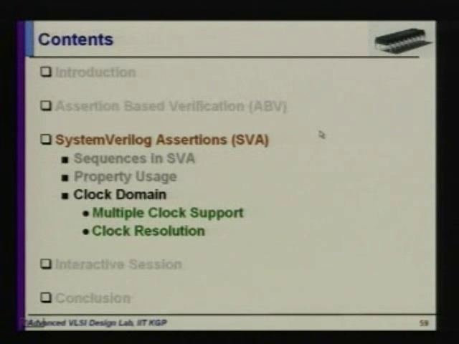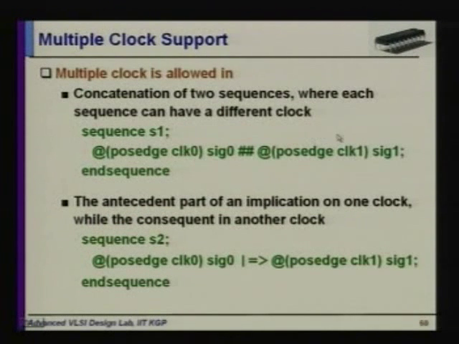Now, the clock domain. I have introduced @(posedge clk), which means the sequence or the property gets validated with respect to a design clock. It also supports multiple clocks, actually. For a concatenation of two sequences, each sequence can have a different clock, like this. A design may have two or three clocks, several clocks. If you want to validate a property which spans two or three clocks, what will you do? Like this: at posedge clock 0, signal 0 must be 1, and at the next posedge clock, signal 1 must be 1. In this kind of case, the antecedent of the implication is on one clock and the consequent on another clock.